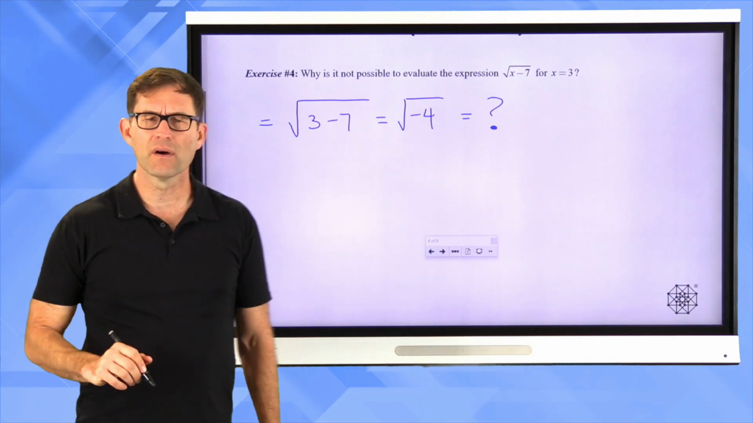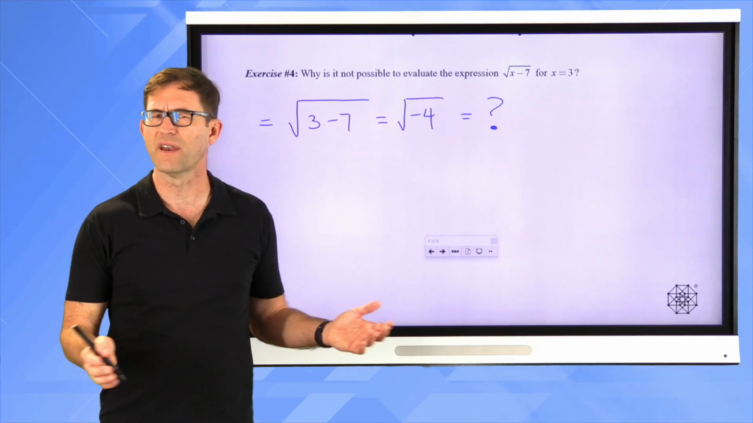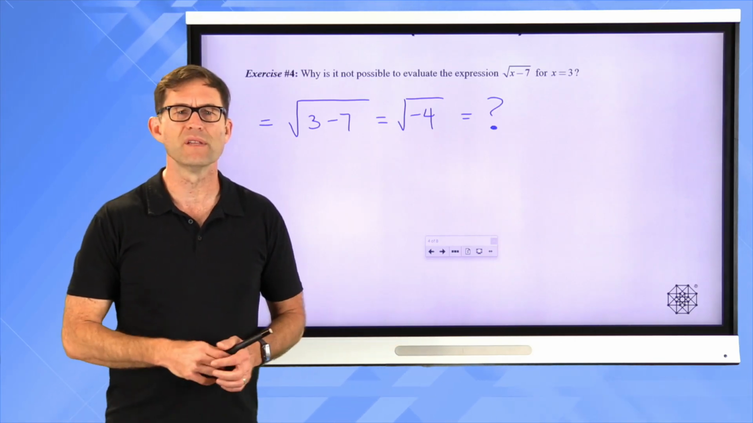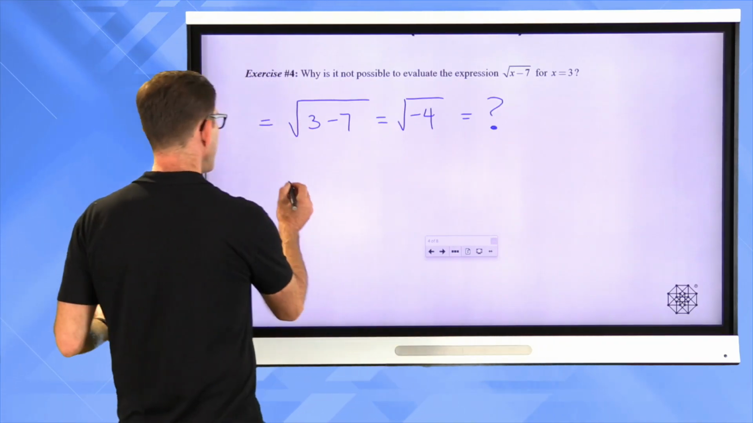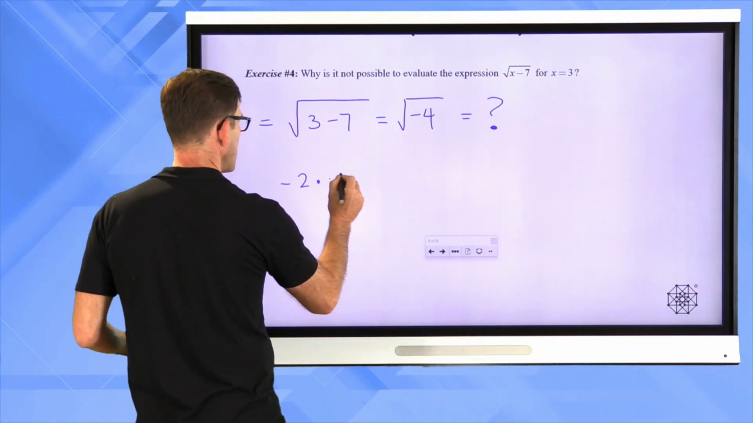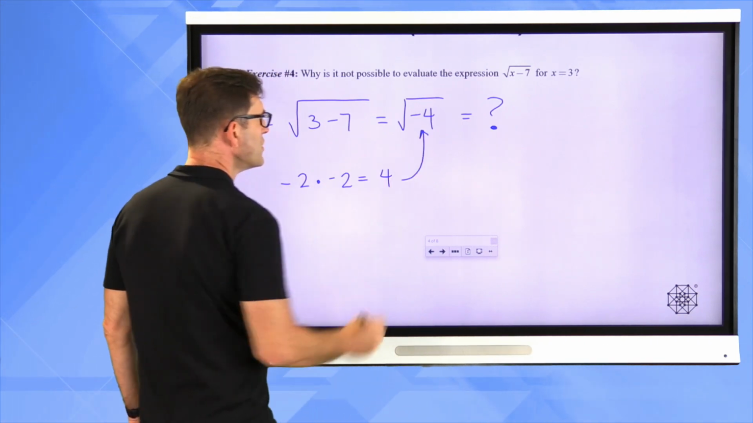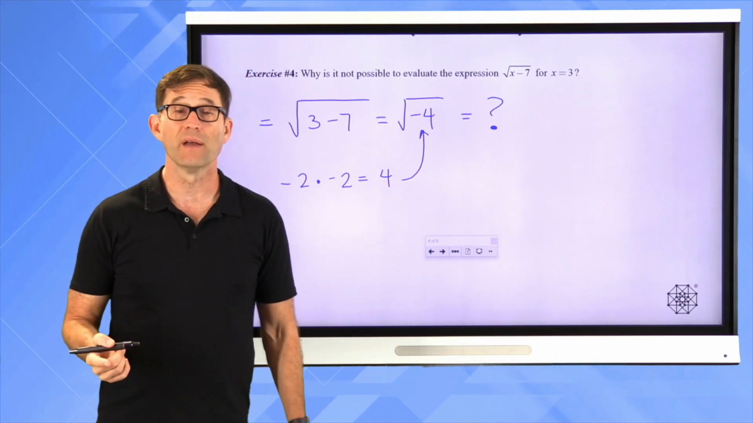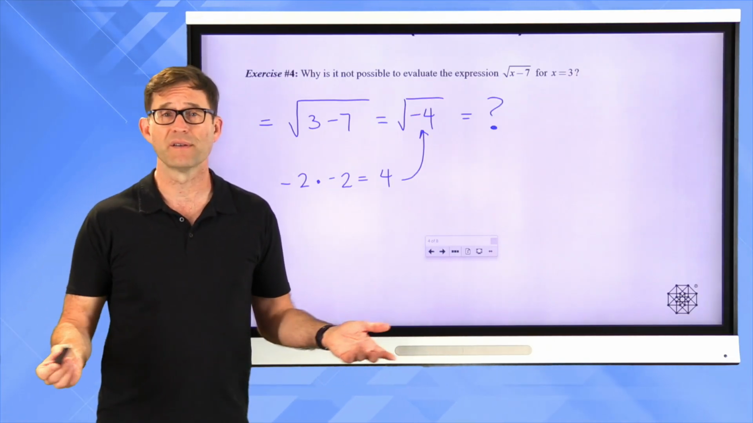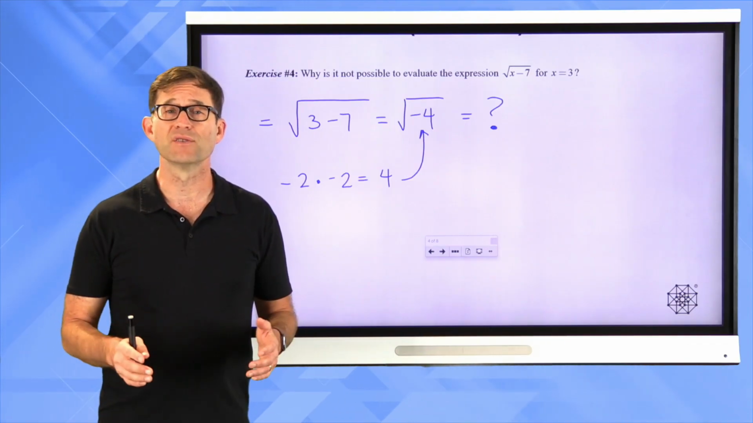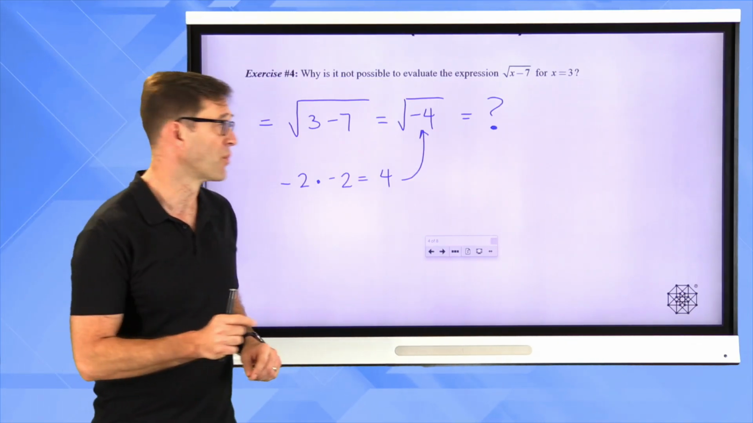Now, look, you can speculate here. The square root of negative 4, well, is it negative 2? No, because negative 2 times negative 2 is not negative 4. So the only kind of even reasonable answer would be negative 2, but negative 2 times negative 2 is positive 4, so it's not negative 2. It certainly isn't positive 2, because positive 2 times positive 2 is positive 4. So the plain fact is we cannot, at this time, take square roots of negative numbers.